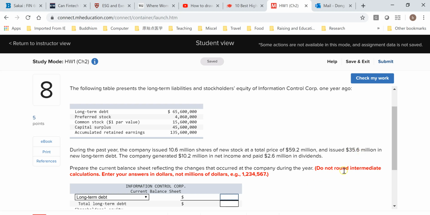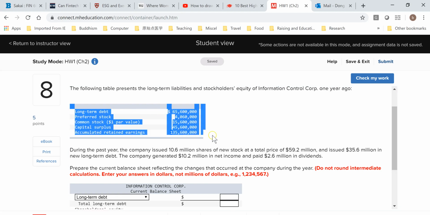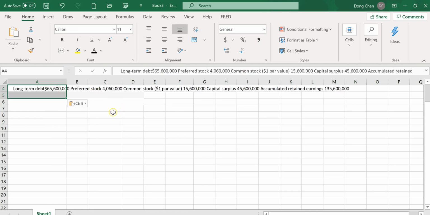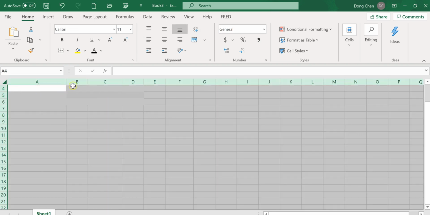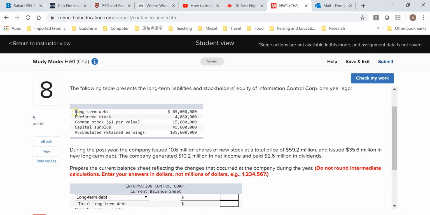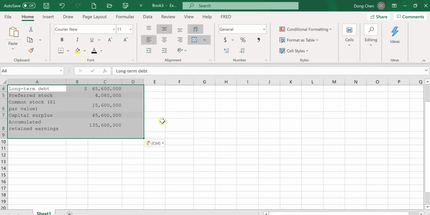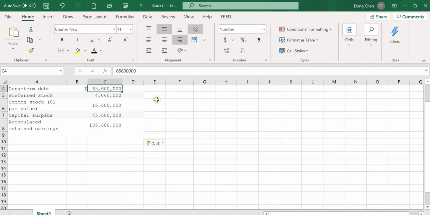But we should pay attention to the rounding requirement. Do not round intermediate calculations. Enter your answers in dollars, not millions of dollars. We need to convert these million dollars into dollar amounts. We can just do that. Let me use Excel to solve this problem. Let me copy that. We need to be careful when we make the copy in Connect, because sometimes it won't give you the desired results. Now I have this.